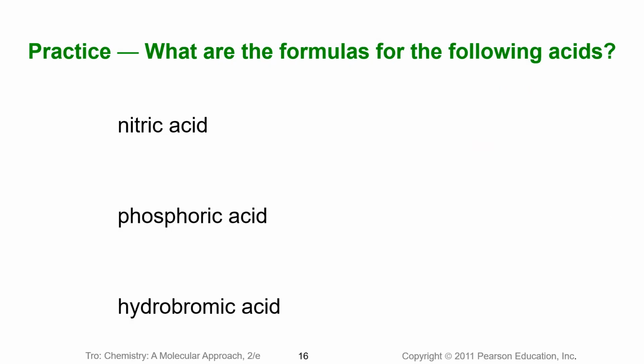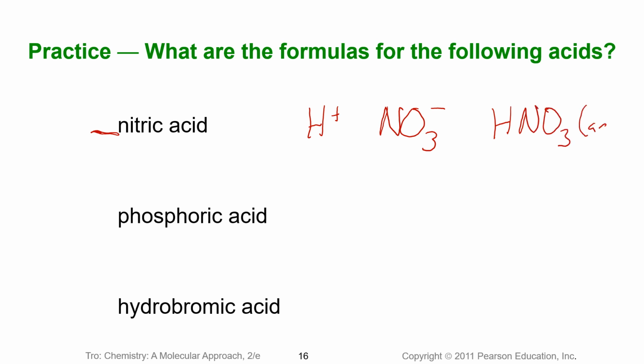So here's a practice for you. Write the formulas for the following acids. So nitric acid. Acid begins with H+. Nitric, there's no hydro, so this is going to be containing oxygen, so it would be nitrate. We cross our charges to get our subscripts, and we write AQ. So nitric acid would be HNO3.